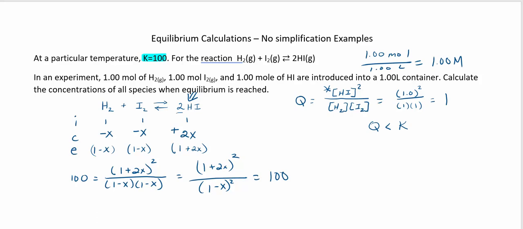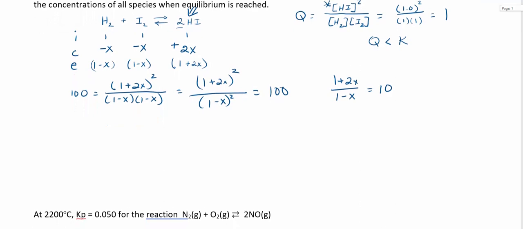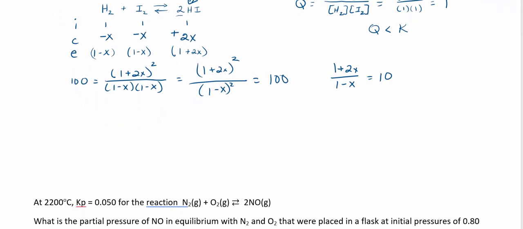We aren't eliminating the X values. So we take the square root of both sides and we get 1 plus 2X over 1 minus X is equal to 10. Now we can solve for X. Now again, this practice is really geared towards those who are still struggling with the algebra, so I'm going to take things stepwise. I'm going to multiply both sides by the denominator. So when I do that, this denominator cancels out. So I have 1 plus 2X equals 10 times this.